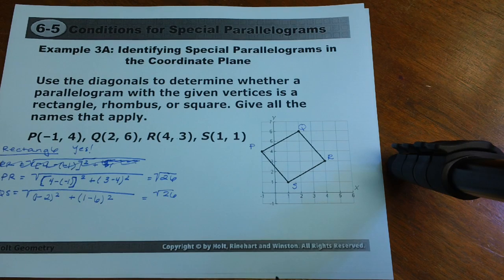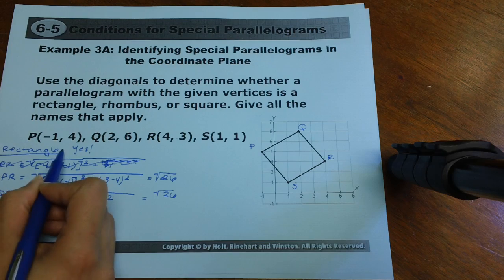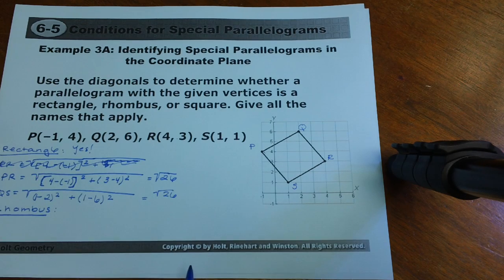Next, we're going to check to see if it's a rhombus. And in order for it to be a rhombus, we need to know that the diagonals intersect at a 90-degree angle. So we need to check if they're perpendicular. And the way that you check if something is perpendicular when you know the slopes is that they are opposite reciprocals. So when you multiply them together, they need to equal a -1.